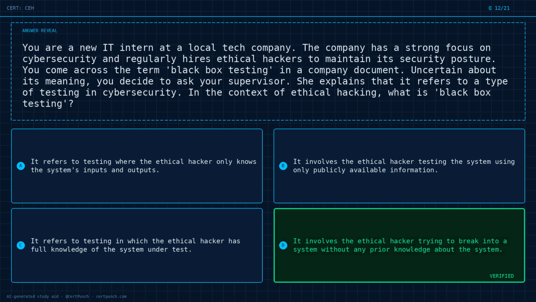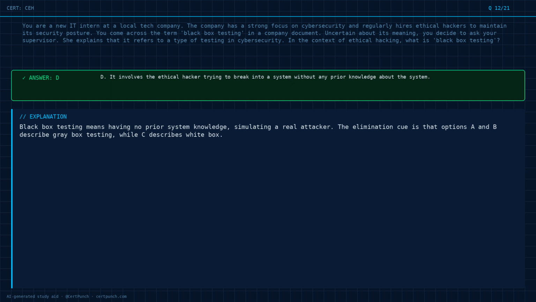The answer is option D. Exam logic. Black box testing means having no prior system knowledge, simulating a real attacker. The elimination cue is that options A and B describe gray box testing, while C describes white box.